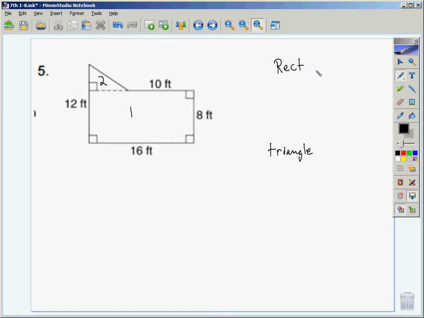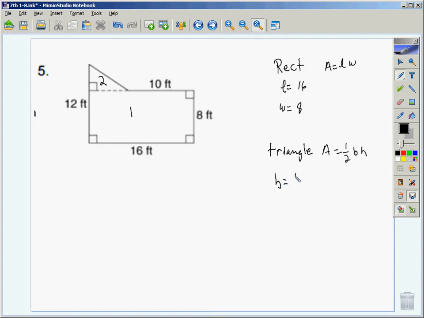How do you find the area of a rectangle? Area equals length times width. How do you find the area of a triangle? 1/2 base times height. What's the length of my rectangle? 16. What's the width of my rectangle? 8. What's the base of my triangle?